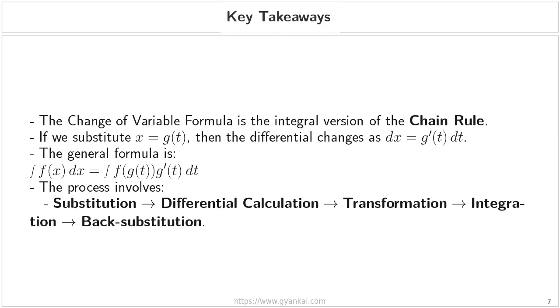Finally, let's break down the process itself. It's a 5-step procedure. First, we perform the substitution, where we define our new variable and the relationship between x and t. Then, we move on to differential calculation, finding how dx relates to dt. After that, we do the transformation, replacing x and dx in the original integral with their equivalents in terms of t. Then comes the integration, solving the simplified integral with respect to t. And lastly, we perform back substitution, replacing t with x to express the final answer in terms of the original variable. Keep these steps in mind, and you'll be well equipped to tackle integration by substitution problems.